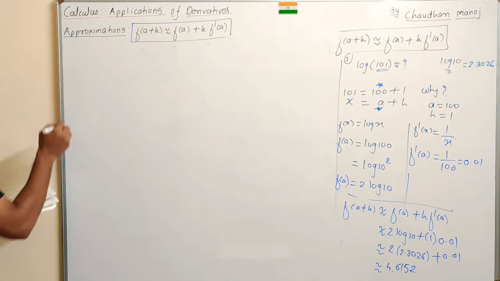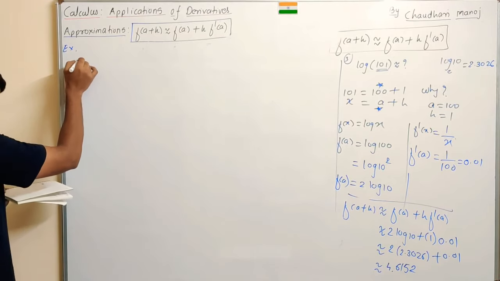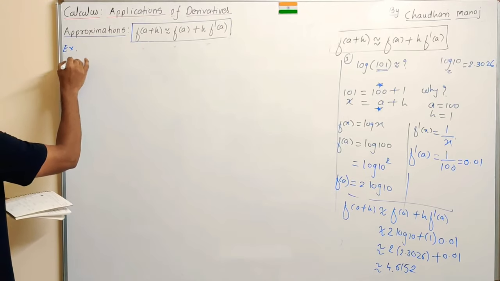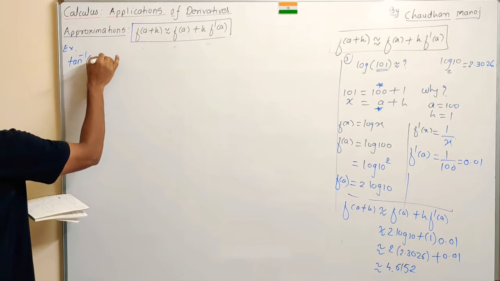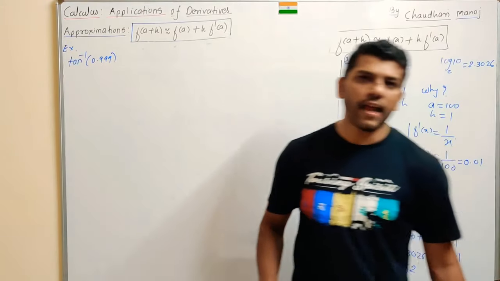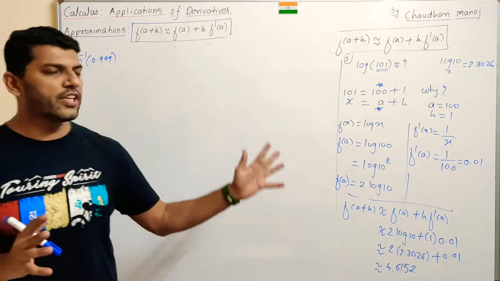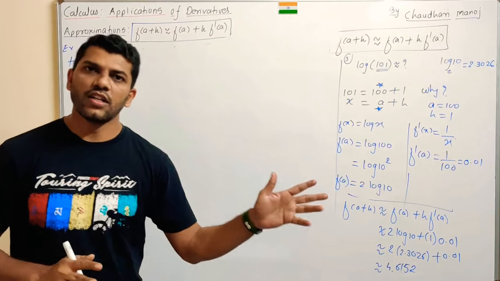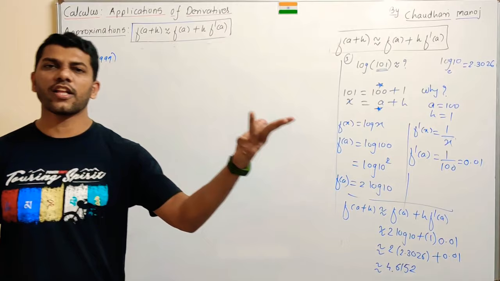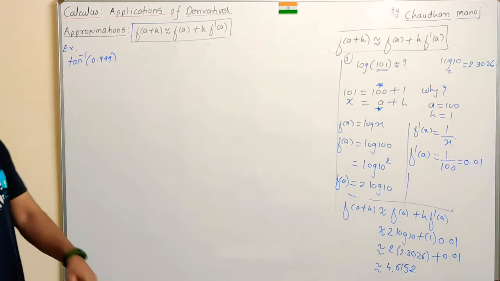Okay, so then one more example for your understanding. Let's say we want to find the value of tan inverse of 0.999. Please observe, I am constantly changing the functions so that you see this approximation technique is very common to all the functions. The function may be algebraic, trigonometric, exponential, logarithmic or anything else. So you can apply this approximation technique for any kind of function.